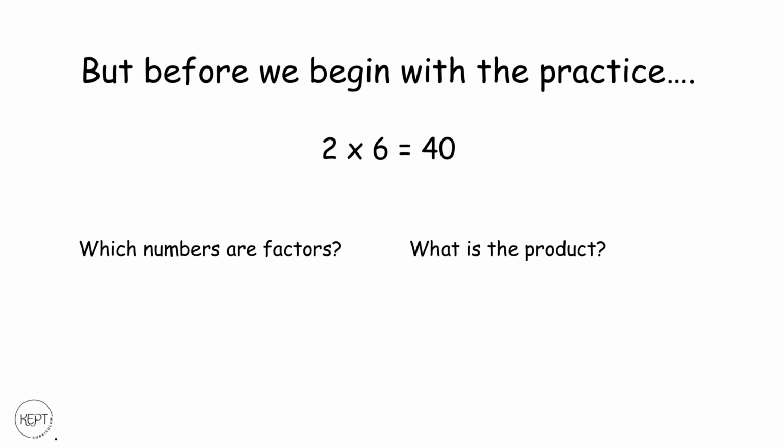Before we begin with the practice, let's address what these common pieces of information are called. Let's give them a name. Here, we can first decide which numbers are our factors. Factors are numbers that are multiplied together. So that means that 2 and 6 are called factors.